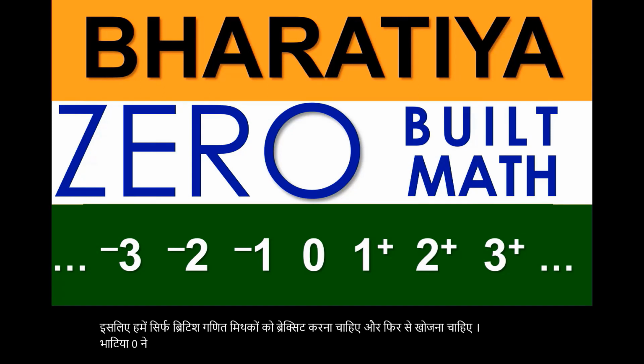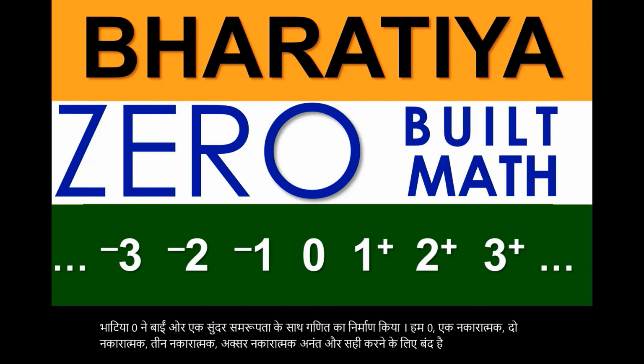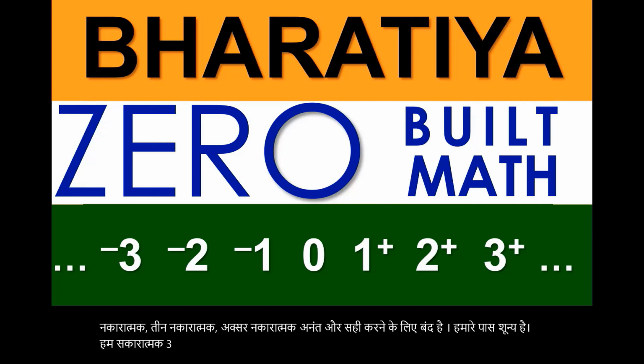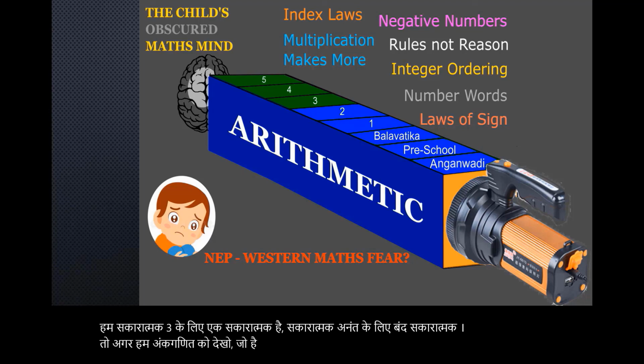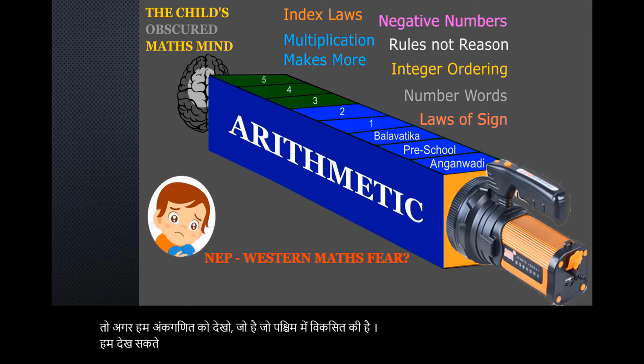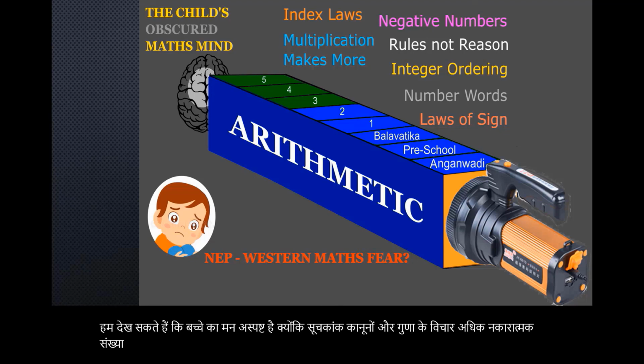Off to the left we have 0, 1 negative, 2 negative, 3 negative, off to negative infinity. And off to the right we have 0, we have 1 positive, 2 positive, 3 positive, off to positive infinity. So if we look at arithmetic, which is what developed in the West, we can see that the child's mind is obscured because the ideas of index laws and multiplication makes more, negative numbers, it's all about rules, not reason. The integer ordering is wrong.